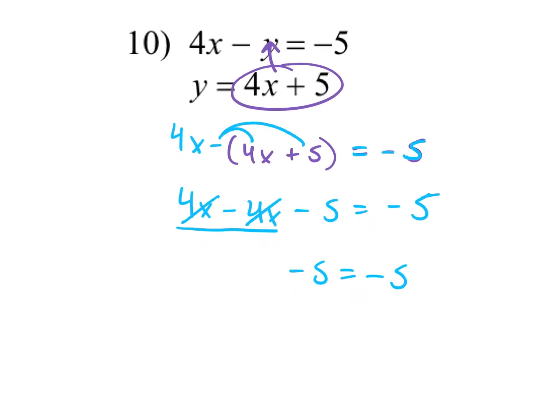So what happens when we run out of variables? Everything cancels. What's our answer? Infinitely many. When you have the same number equals the same number, it'd be infinitely many solutions.